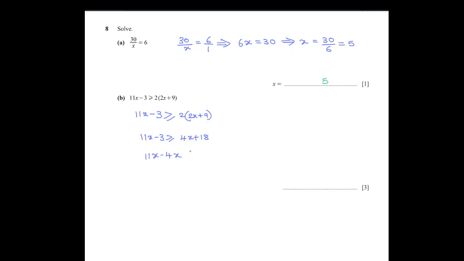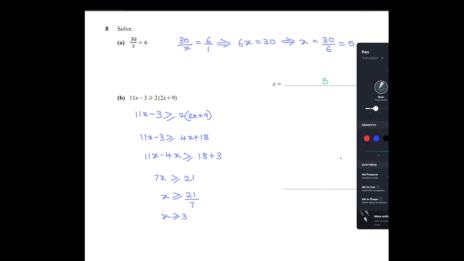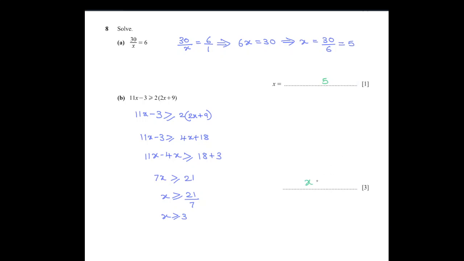It is positive, it becomes negative, and this is negative. When you bring it on the right hand side, it will be plus 3. So 11x minus 4x is 7x, greater than or equal to 18 plus 3 is 21. Now again we need only x on the left hand side, so 7x is greater than or equal to 21. 7 is multiplying and it will be divided on the right hand side. So this gives you x greater than or equal to 3, which is the answer. Question number B is done.